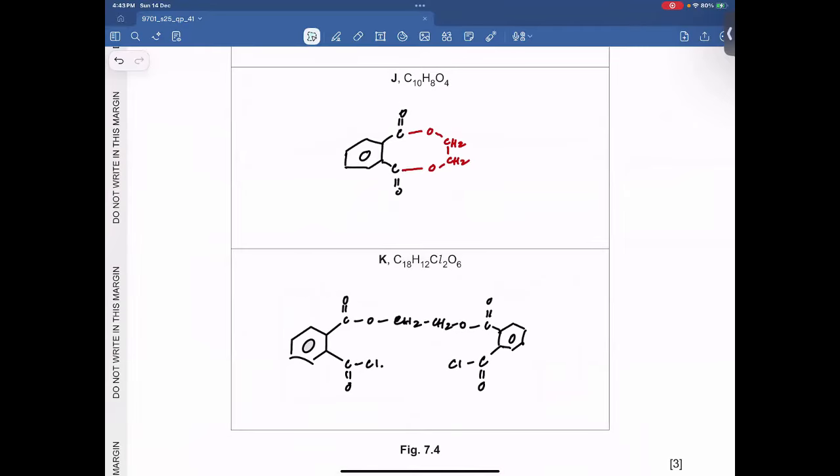Yeah. Look, the carbon atoms: 1, 2, 3, 4, 5, 6, 7, 8, 9, 10, 11, 12, 13, 14, 15, 16, 17, 18. So carbon is balanced. Talk about hydrogen now: 1, 2, 3, 4, 5, 6, 7, 8, 9, 10, 11, 12. Hydrogen balanced. We have 2 chlorine atoms balanced. We have 6 oxygen: 1, 2, 3, 4, 5, and this one is 6. So that's the structure, basically.